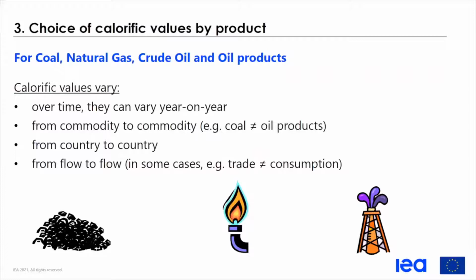For natural gas and crude oil, specific factors have been used for production, imports, exports, and electricity generation based on consultations with experts from the national administrations. In the case of oil products, the IEA applies regional calorific values.